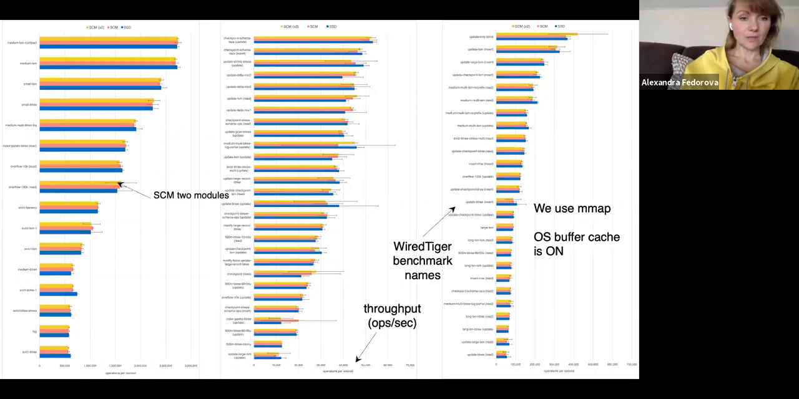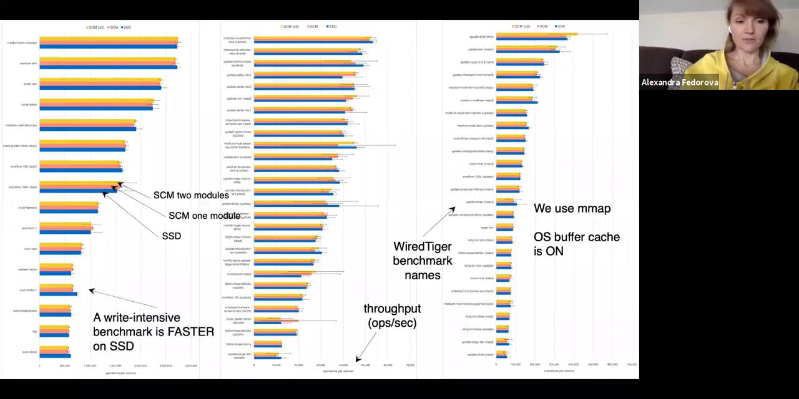So the yellow bars show the storage class memory with 2 modules. The red bars show the storage class memory with 1 module, and the blue bars show the SSD. And as you can see, there is no statistically significant difference for all benchmarks among these 3 access methods. There is actually one write-intensive benchmark where using the SSD is faster, and that is because, as we saw, storage class memory gives us a much lower write throughput than the equivalent SSD.